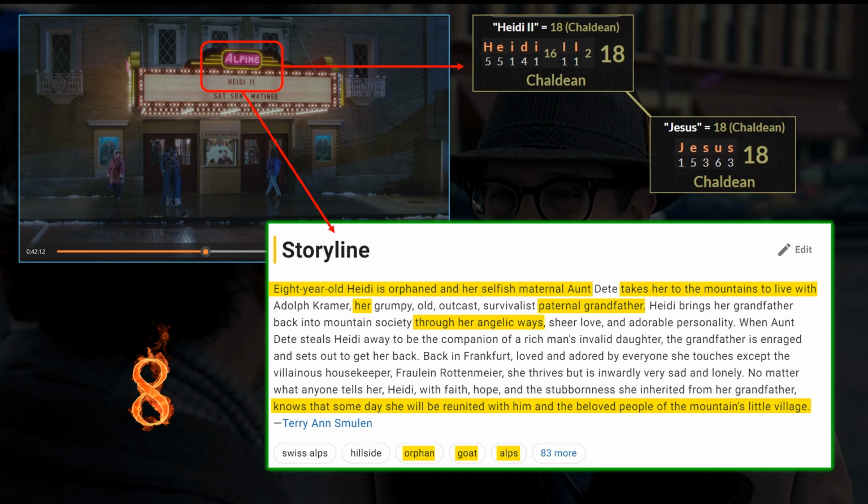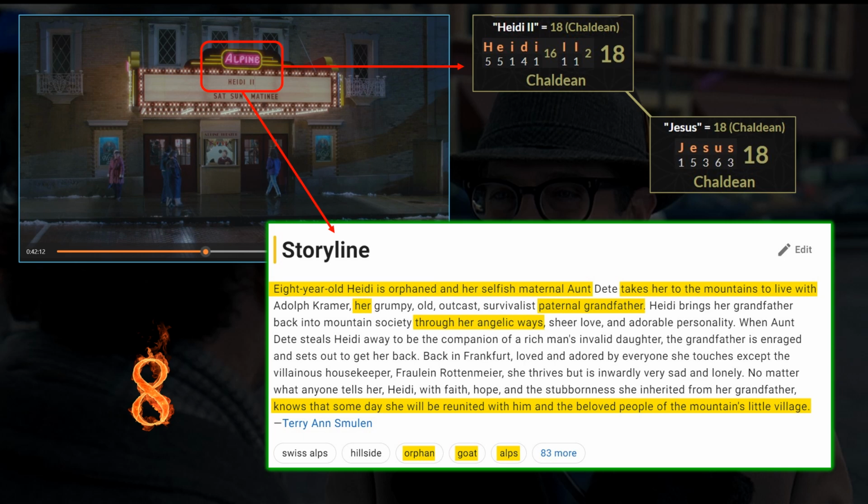So in one of the following scenes, we see here that Phil is going to the movies dressed up as a cowboy, and the movie he's going to see is at the Alpine Theater, and the movie is called Heidi 2. And I did a little research on this movie. The movie doesn't exist, but the movie Heidi exists, and it's an older movie that starred Shirley Temple. Shirley Temple played an 8-year-old Heidi, who was orphaned, and her selfish maternal aunt took her to the mountains to live with her grumpy old outcast survivalist paternal grandfather.